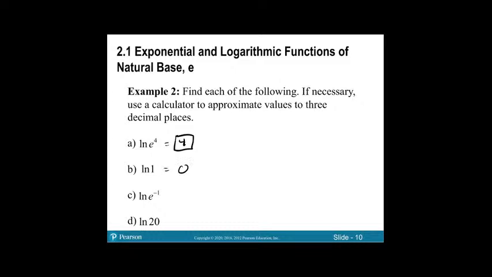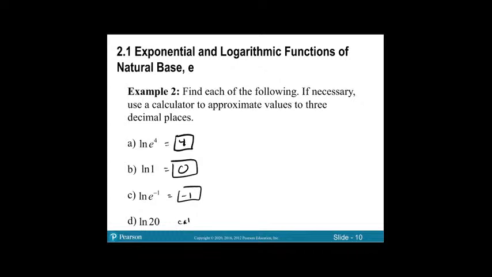You can even, if you didn't know that natural log of 1 is 0, use your calculator and you should see that one. The first two you can use your calculator and it'll spit out those results. Again, natural log and e are inverses of each other, so they cancel. What's left is the exponent there. So that one should be -1. And the natural log of 20, I would just say use your calculator. I'm going to say calculator.